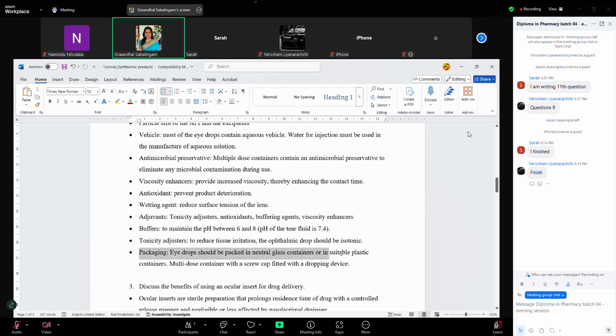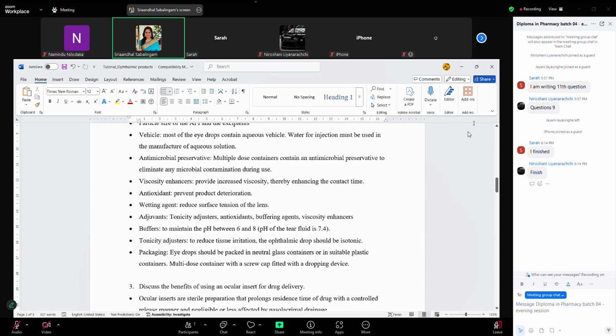And definitely the package, because these are multi-dose preparations and they usually come with a dropper in order to apply. So the eye drop should be packed in neutral glass containers or any other suitable containers, and with a screw cap fitted with a dropping device, right?